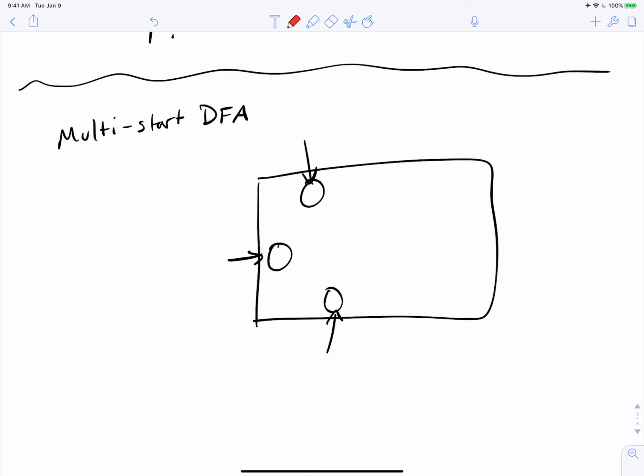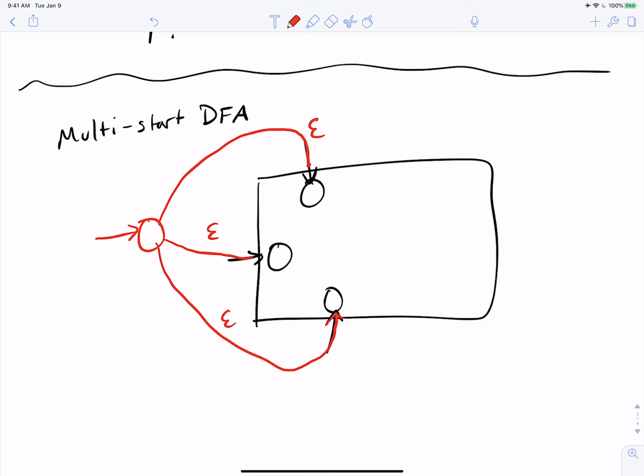So if we do the following, which is we make a new start state, and we epsilon our way to the other start states, then by the definition of non-determinism, it'll make a choice as to which of those start states to go to. So we just made an NFA for the same language. Well, that means that we still have the regular languages. Cool.